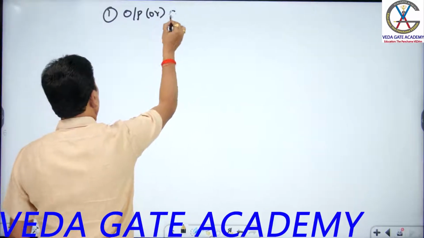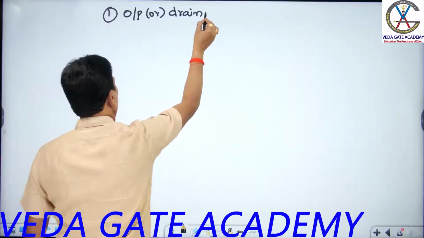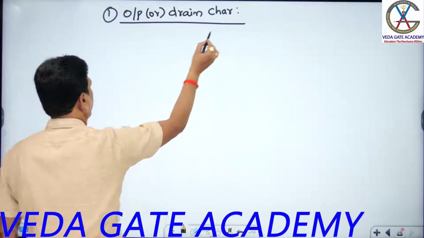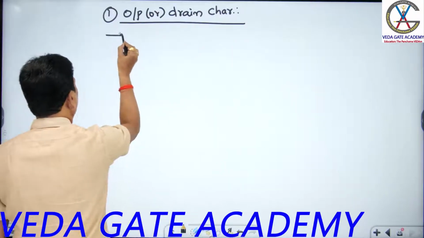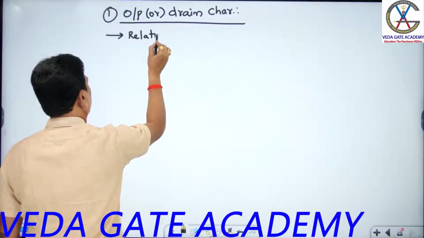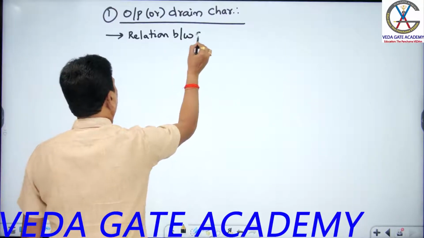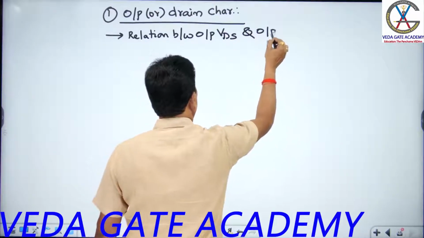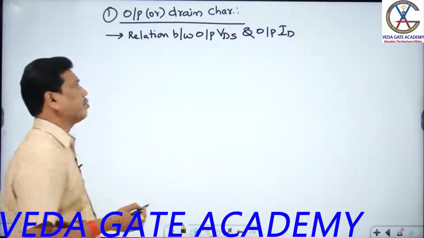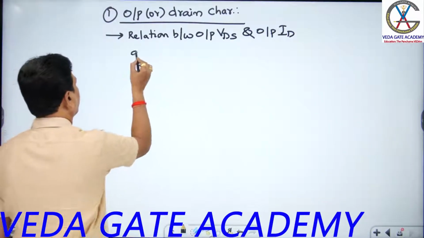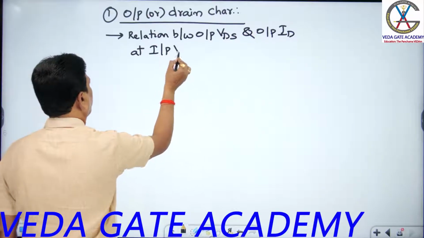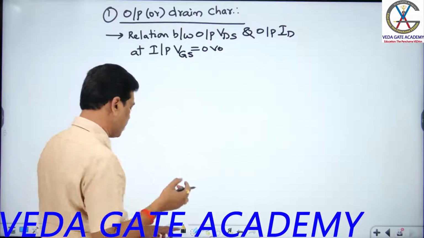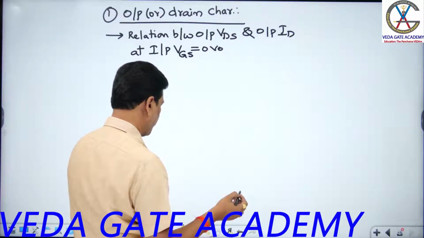Output or drain characteristics, students. How to define these output or drain characteristics? It is the relation between output drain voltage VDS and output drain current ID at input VGS equal to constant, students.